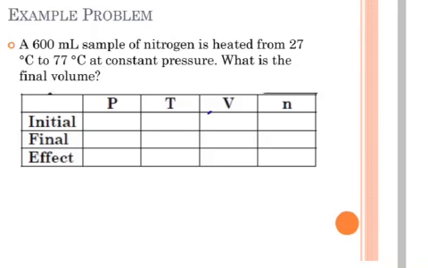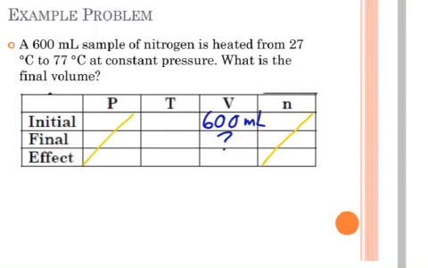600 milliliters is a volume, so I'm going to put that right here. I don't know the final volume, so I'm going to put a question mark there. Heated from 27 degrees Celsius to 77 degrees Celsius at a constant pressure. So I'm going to cross out pressure, we don't need that, and it doesn't mention particles, so I'm going to assume they're constant as well.